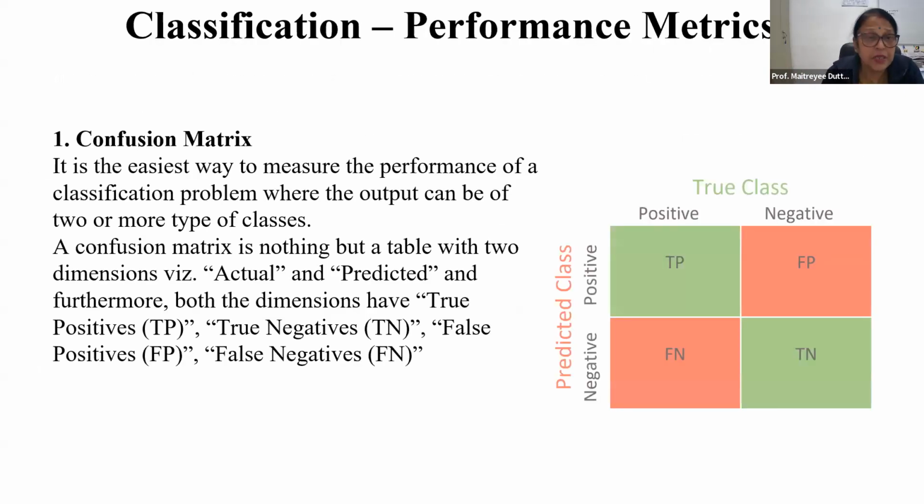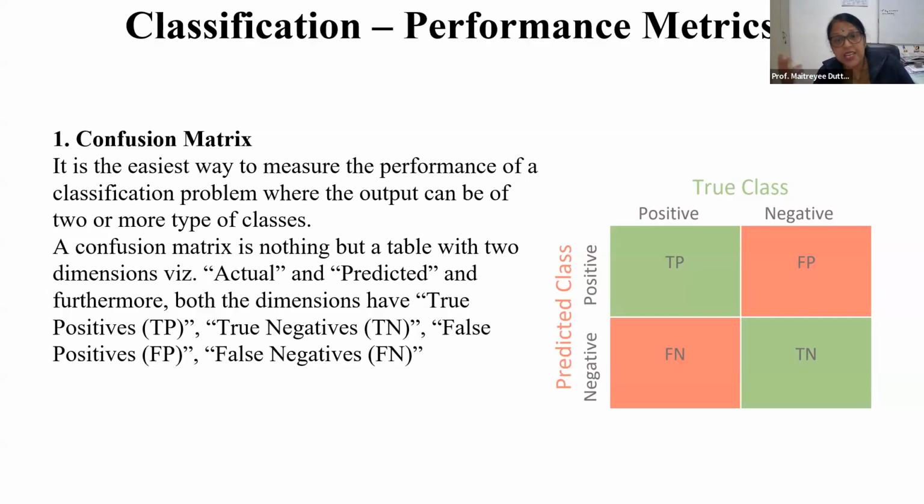Here also we have performance metrics. The main metric we use is the confusion matrix. In the confusion matrix, we have 4 parameters: true positive, false positive, true negative, and false negative. True positive means that actually it is positive and the predicted value is also positive, right?